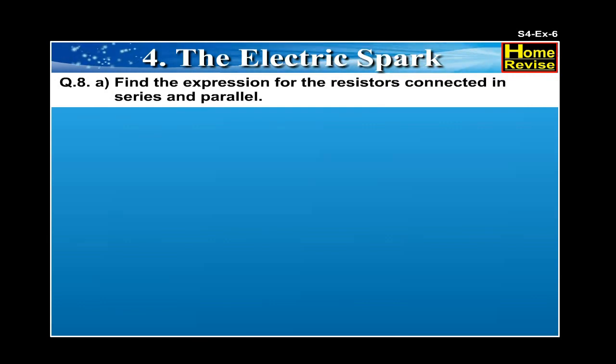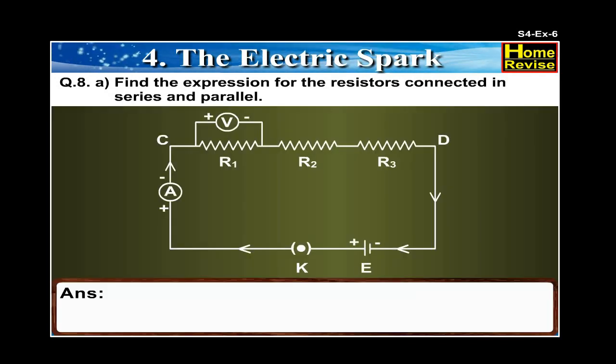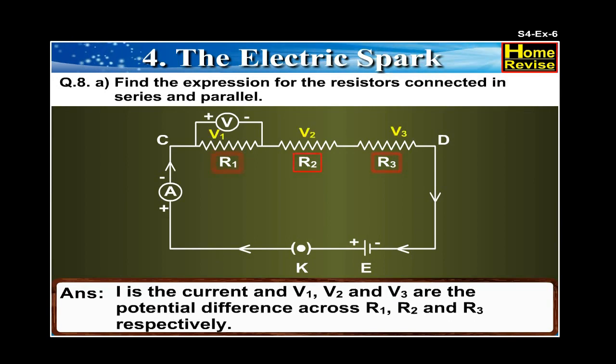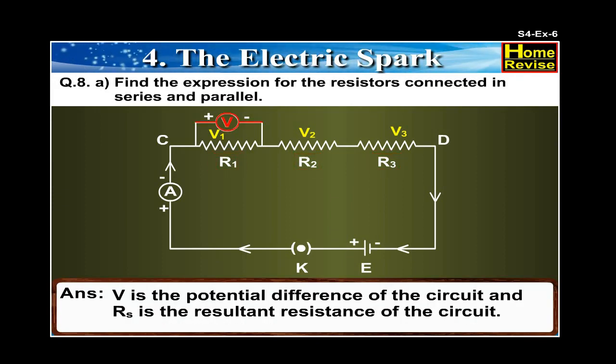Question 8a. Find the expression for the resistors connected in series and parallel. Answer. R1, R2 and R3 are the three resistors which are connected in series as shown in the diagram. I is the current and V1, V2 and V3 are the potential differences across R1, R2 and R3 respectively. V is the potential difference of the circuit and Rs is the resultant resistance of the circuit.